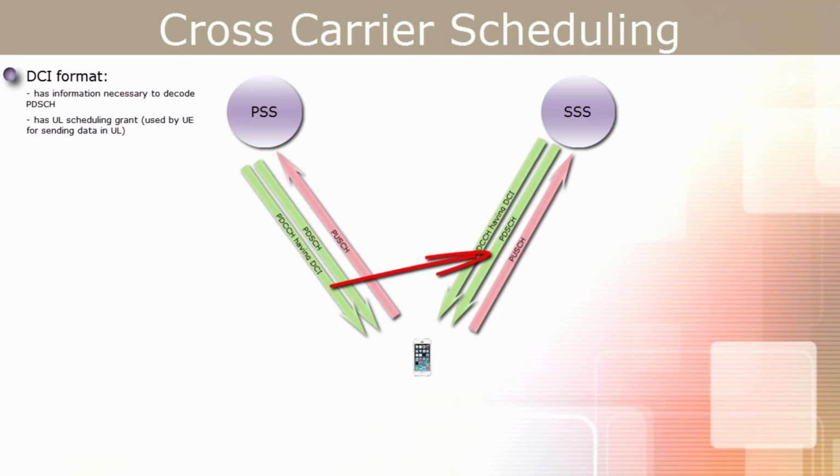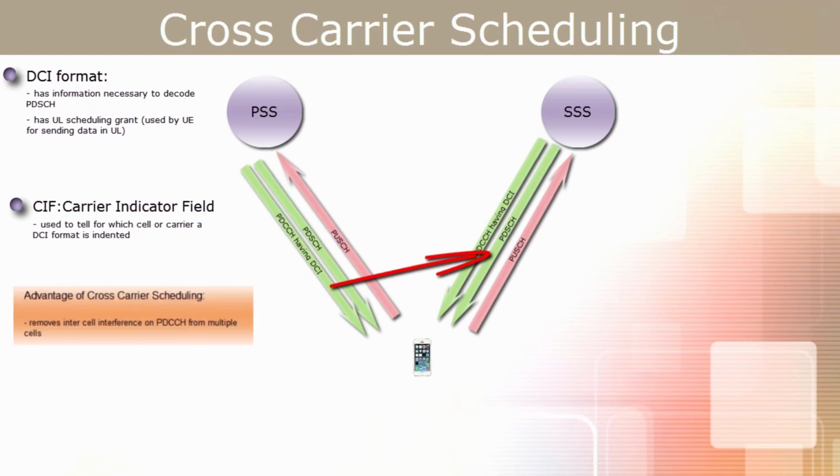So, it needs some mechanism to tell the UE for which cell a particular DCI format is intended. For this purpose, the CIF field present in the DCI format is used. CIF means Carrier Indicator Field. So the DCI format itself has a field that tells for which cell or carrier this DCI format is intended.